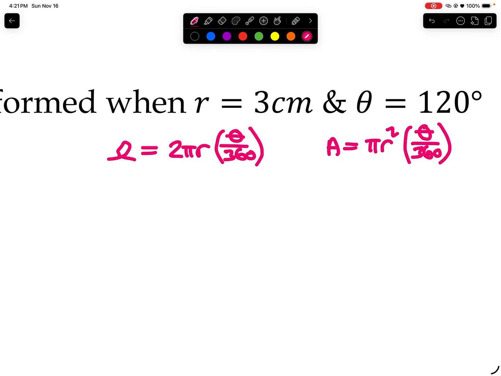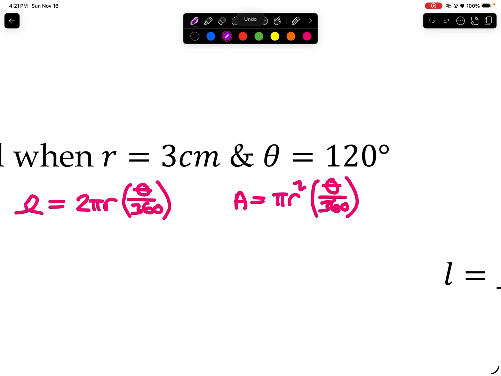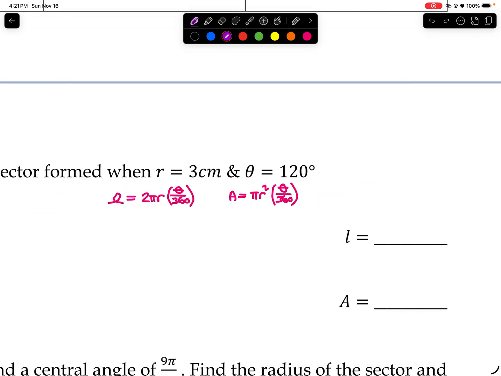So it's just going to change the formula that we're going to use. If I'm being honest, I would probably convert this to radians, just me, but honestly, if they give you degrees, we want degrees. If they give you radians, we want radians.